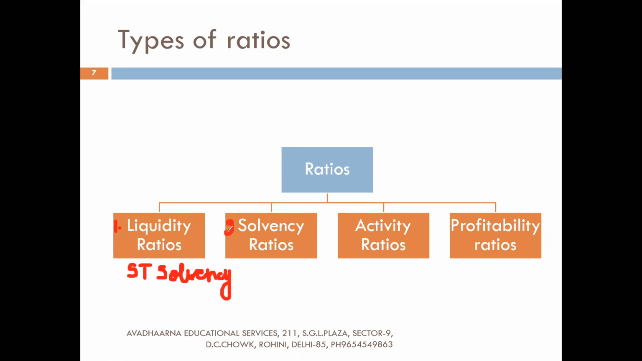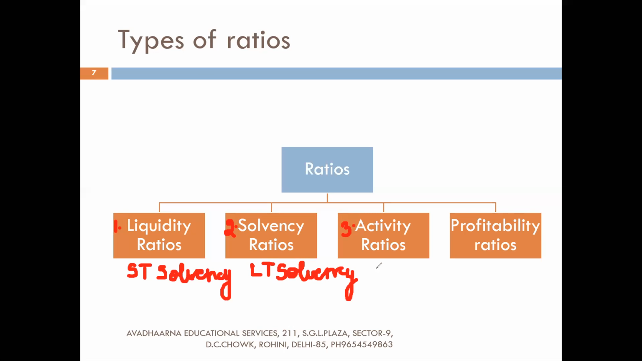Second type of ratio is solvency ratio, and solvency ratio is helpful in determining long term solvency of the firm. Long term solvency of the business is determined by calculating solvency ratios. Fine. The third type of ratio is activity ratios.